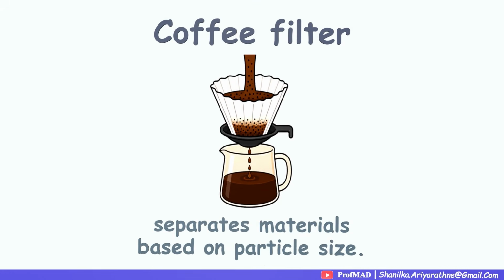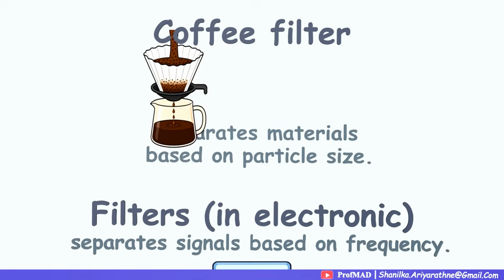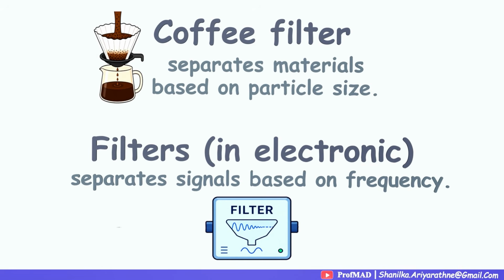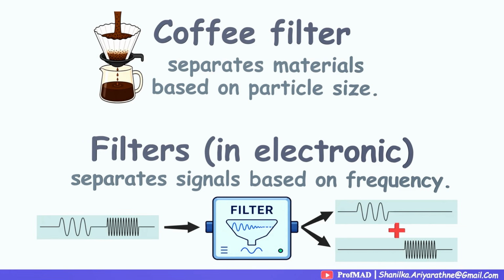Think about how a coffee filter works. It separates materials based on particle size. When water mixed with coffee grounds is poured through the filter, the liquid coffee passes through while the larger coffee particles are blocked. Electronic filters work in a very similar way. In electronics, a filter is a circuit that separates signals based on frequency. Some frequencies are allowed to pass through, while others are weakened or blocked.